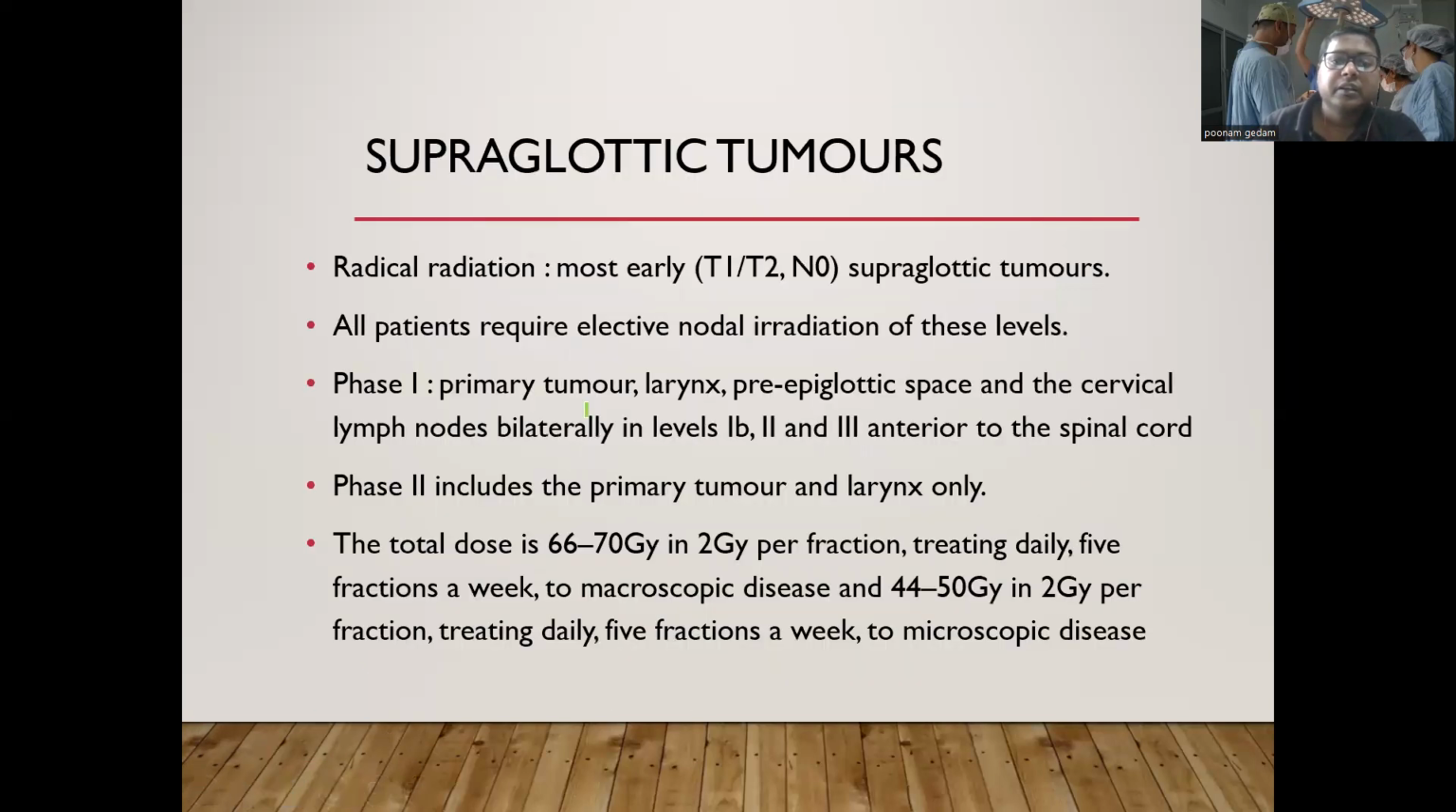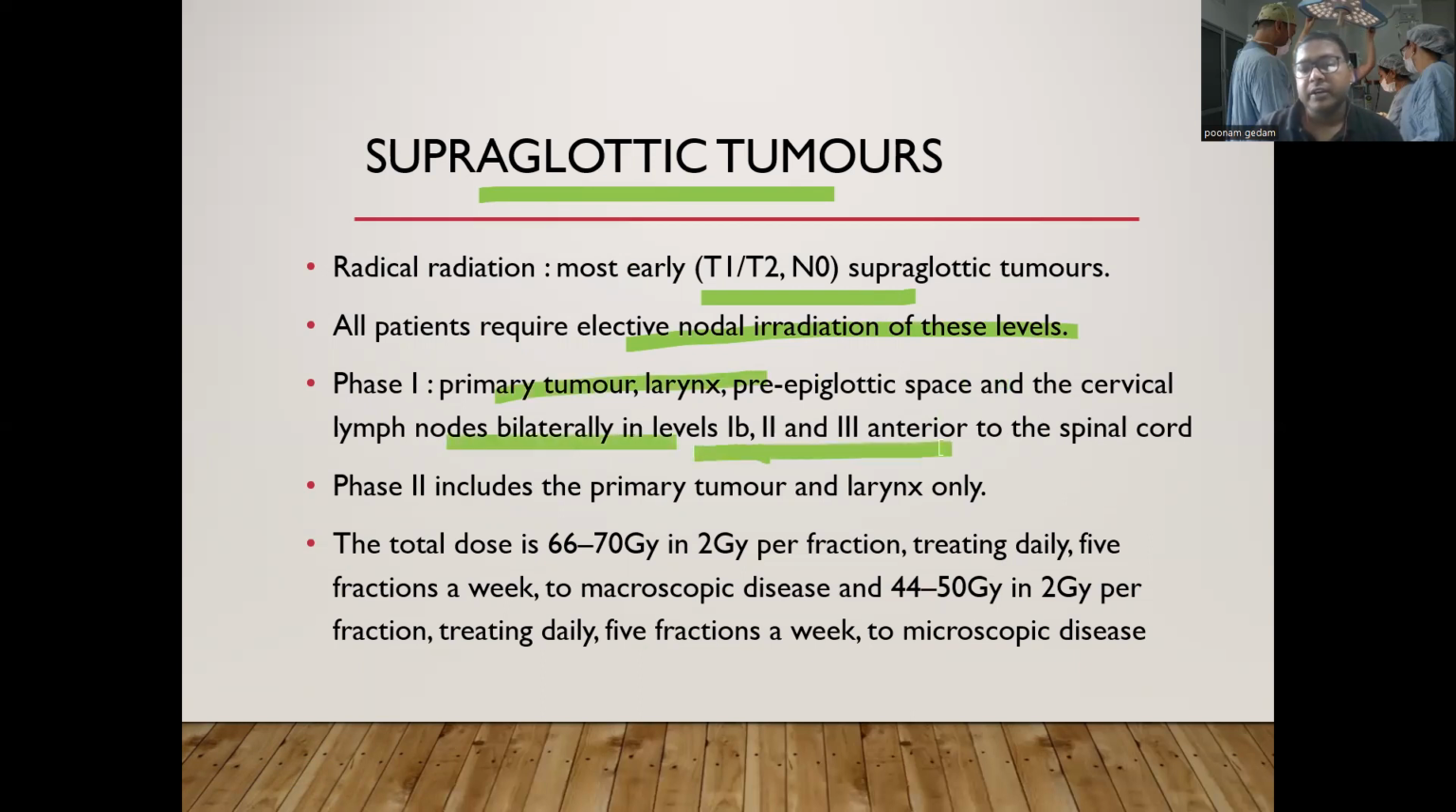So this is about the supraglottic tumors, how radiotherapy is given in supraglottic tumors. Radical radiation is used for most early T1, T2, N0 supraglottic tumors. All patients require elective nodal irradiation of these levels. Phase 1: primary tumor, larynx, pre-epiglottic space, and cervical lymph nodes bilaterally in level 1B, 2, and 3 anterior to the spinal cord. Phase 2 includes primary tumor and larynx only.